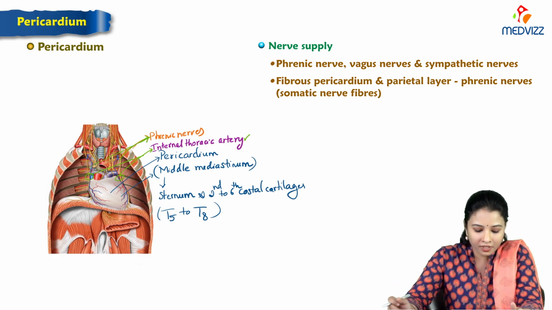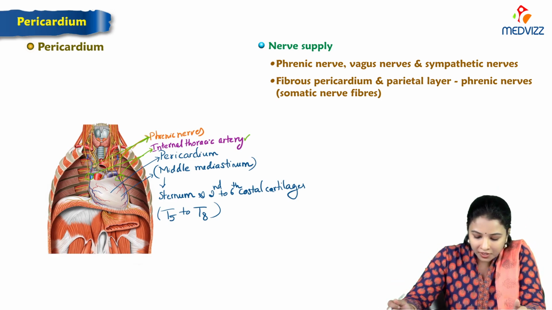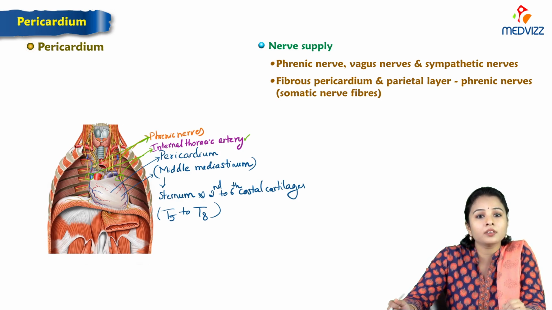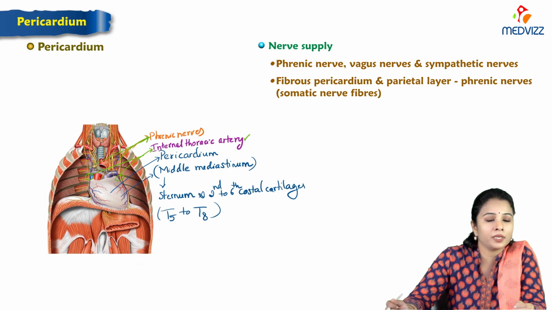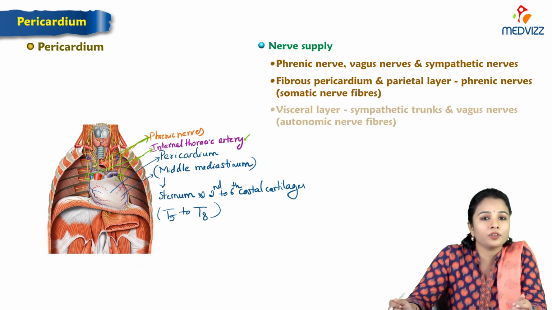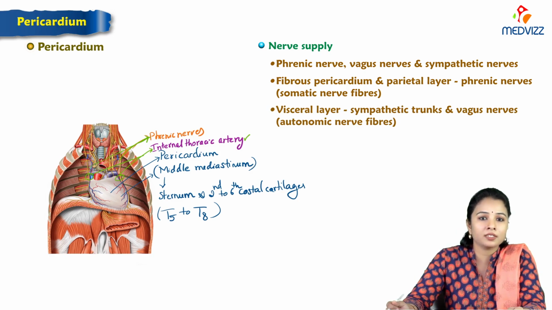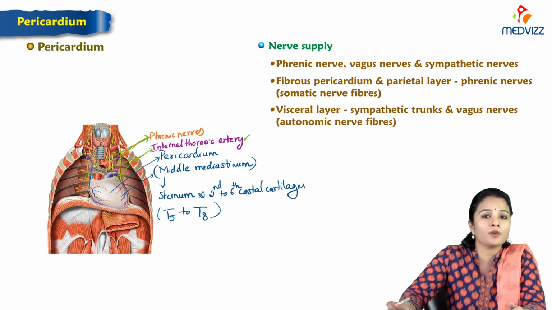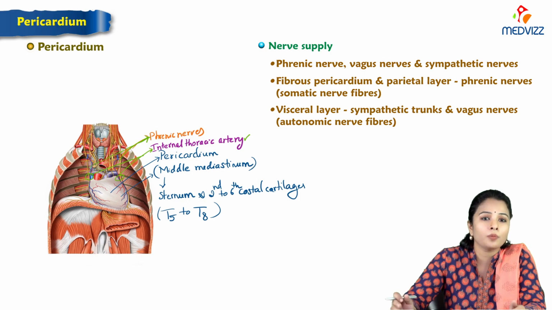So these are the phrenic nerves, which run along with the internal thoracic artery and vein. The phrenic nerves are the somatic nerves which supply the fibrous pericardium and parietal layer of serous pericardium. Moving on, the visceral layer of serous pericardium is supplied by the sympathetic trunks and vagus nerves. Sympathetic and vagus, which forms the parasympathetic, are both together called autonomic nerves.